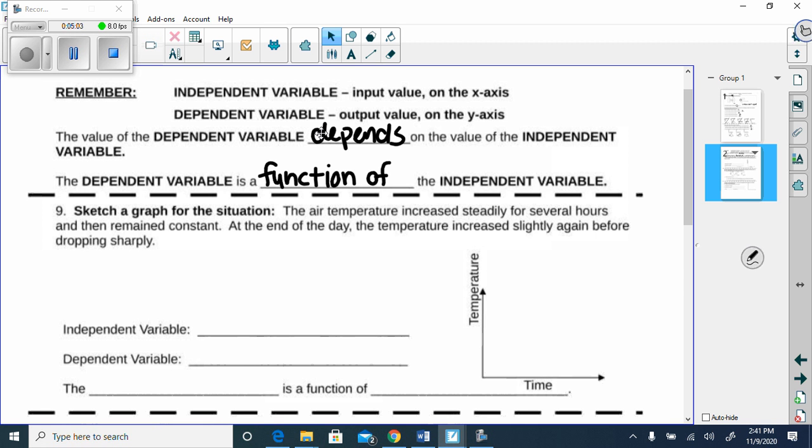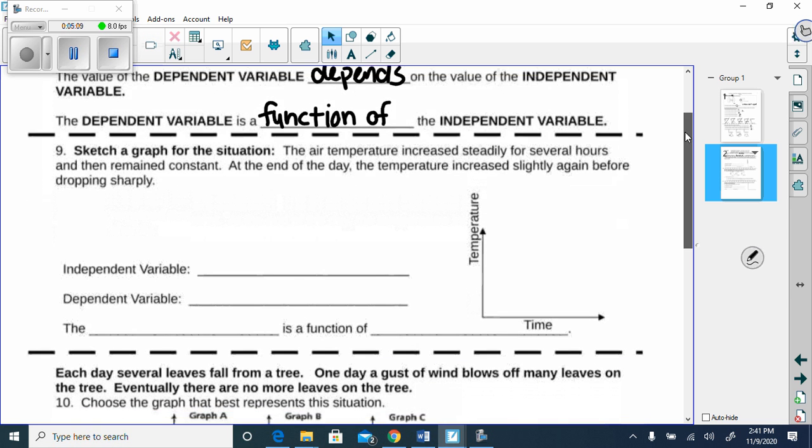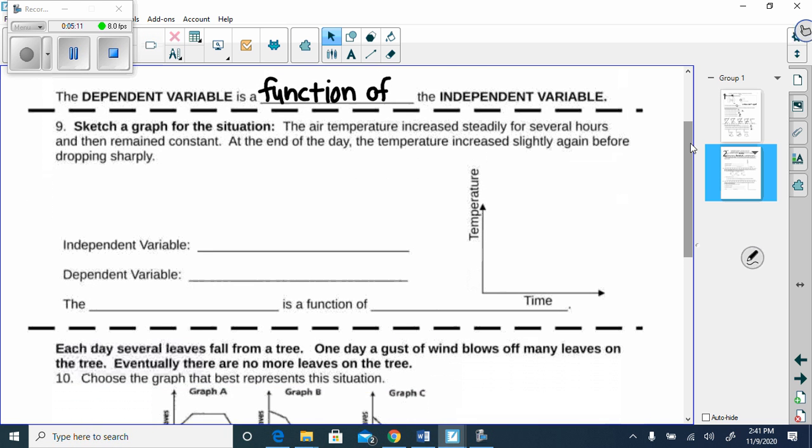Okay, so now we're still talking about the graphs, but they also ask us to label which one is independent and which one is dependent. Okay, so it says here on number 9, to sketch a graph for the situation. It says, the air temperature increased steadily for several hours and then remained constant. At the end of the day, the temperature increased slightly again before dropping sharply.